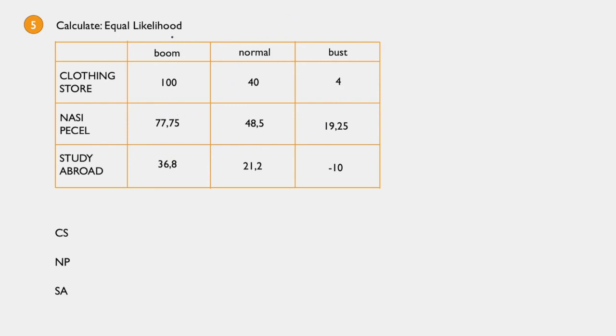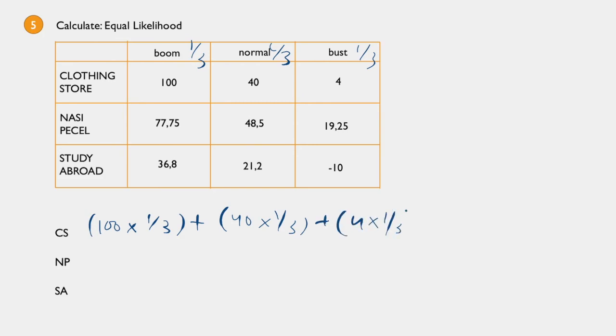Next is equal likelihood. So on equal likelihood, we divide this case because we have three economic conditions, so we multiply the payoff by a third, because 1 divided by 3. So for boom it's a third, for normal it's a third, and for bust it's a third. On clothing store, we will calculate 100 times a third plus 40 multiplied by a third plus 4 multiplied by a third.